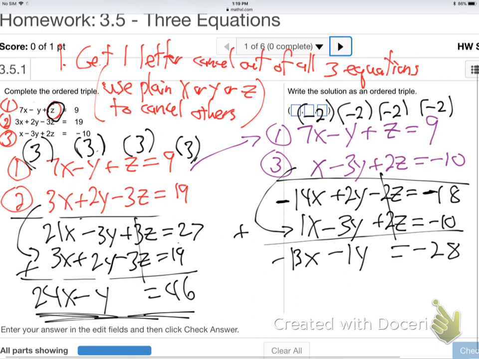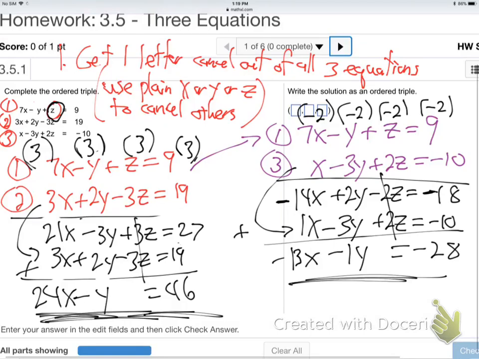See why that's convenient to use a plain z? Instead of using something like a 7x, that would be much harder. Have fractions everywhere. So I use a plain z or a plain x or a plain y, doesn't matter. Use a plain letter to eliminate all the other letters above him and below him. So now we have 2 equations that have only 2 letters, just x and y. Right? 2 equations, 2 letters.